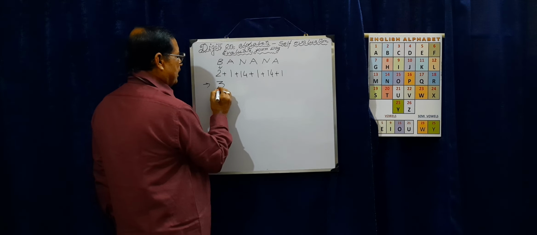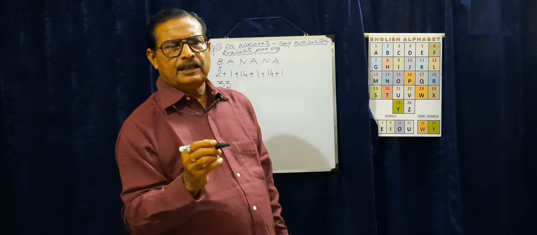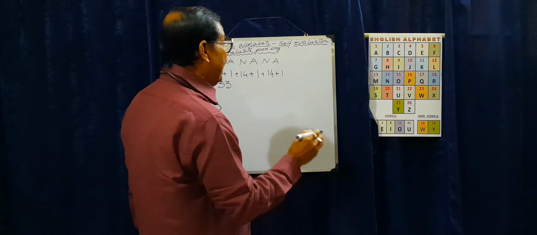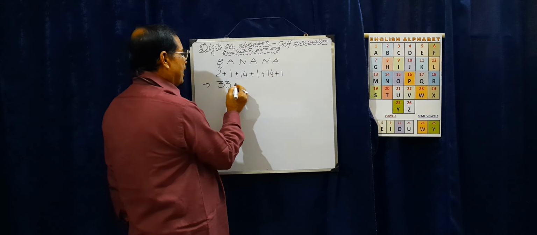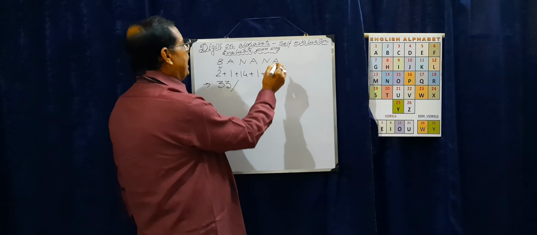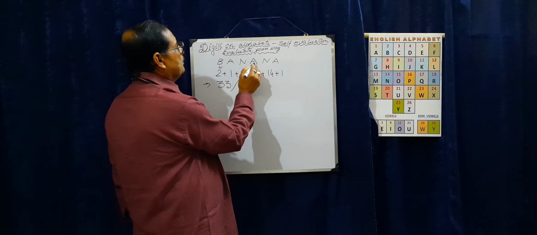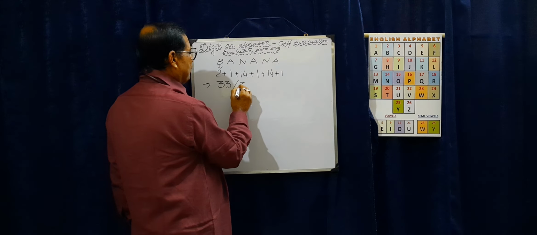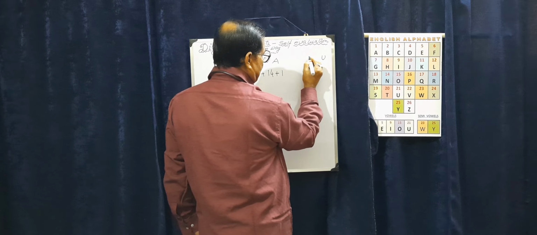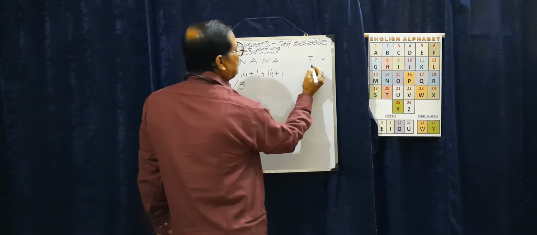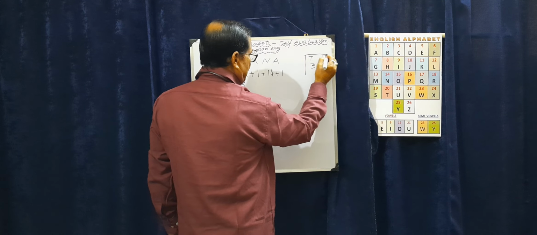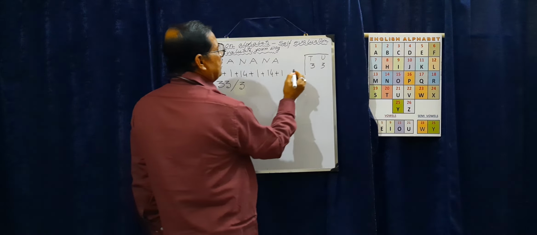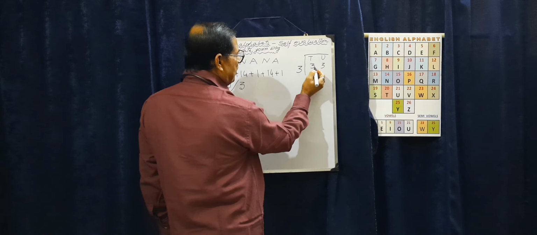Now I shall divide this 33 by the number of A's in this word banana. Now let's see how many A's are there. 1, 2, 3. Then this will be 3. We shall go like that. This is unit, this is 10. Then I'll put 3 here, again 3 here. The divisor is 3. This is the dividend.